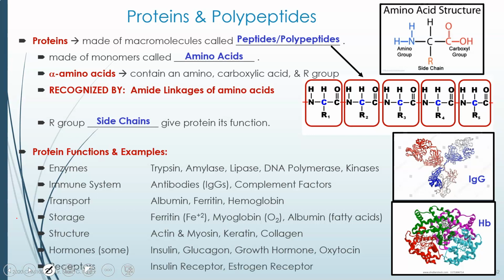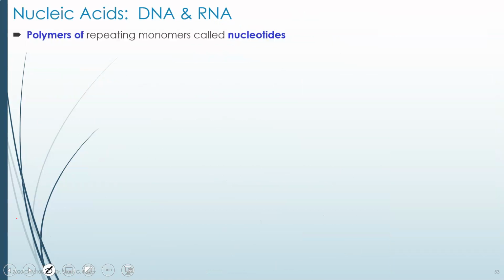labor. And then we have receptors. The receptors for almost every hormone are proteins. Insulin receptor, estrogen receptor, progesterone receptor, those are all made of protein. And the last category, nucleic acids.